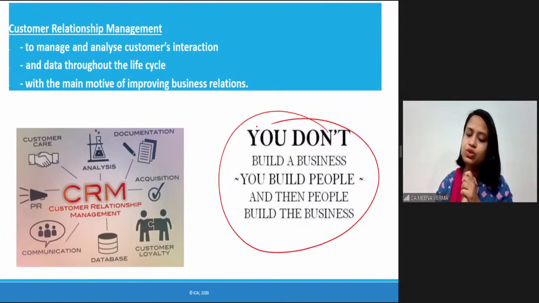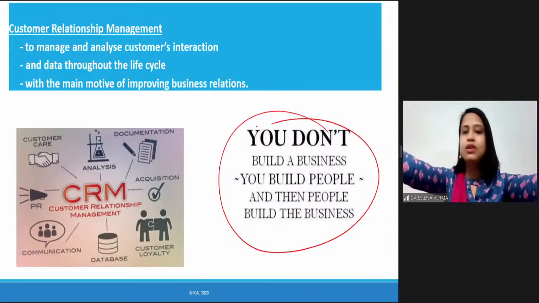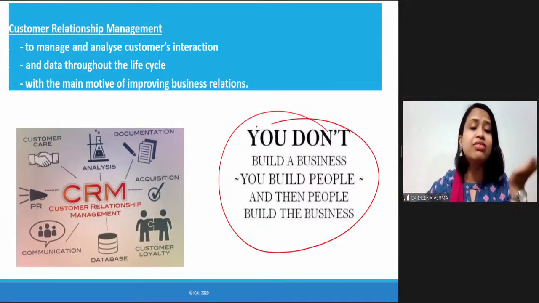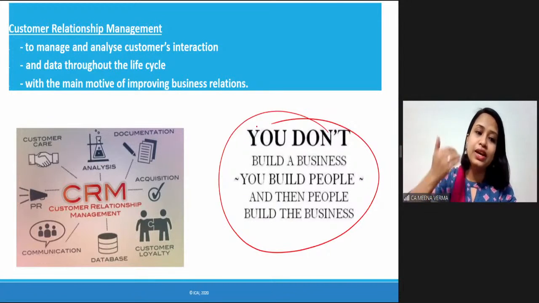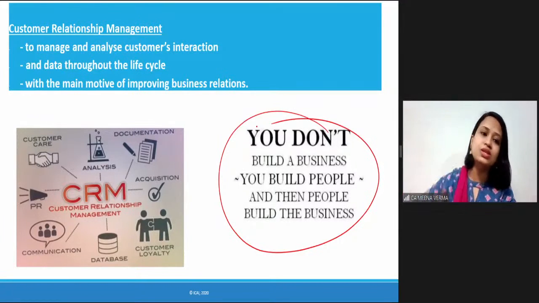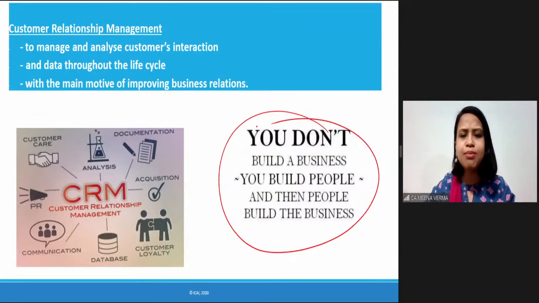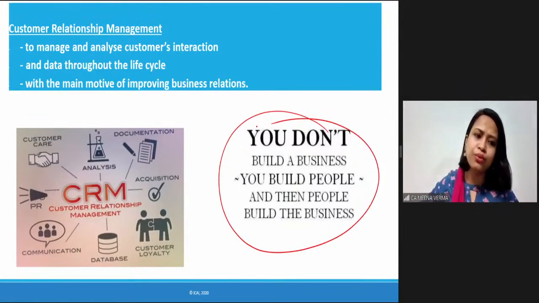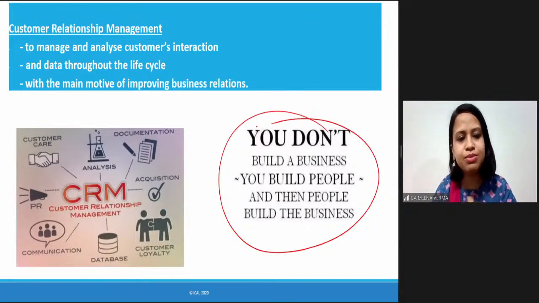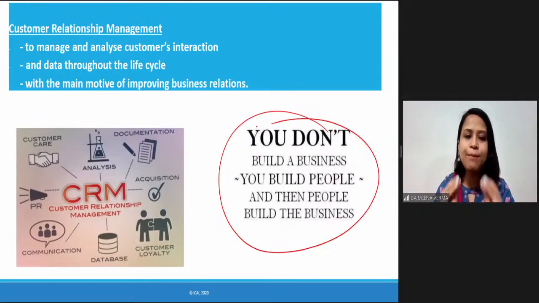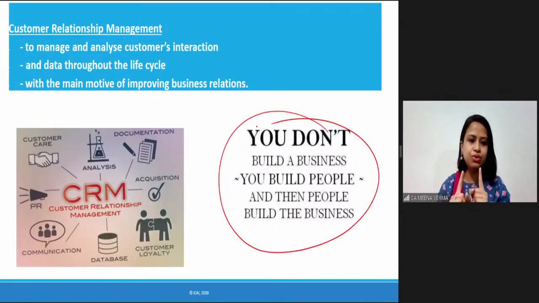Okay, so you don't build your business, you build people, build relationships with everyone around you, and those people will help you to grow. And this is not just applicable in business, this is applicable in your personal life also. If you make good relationships with everyone, in some way those people will help you to grow. Similarly, for the organization, making good relationships with everyone around you is very important. These people will help you to grow.